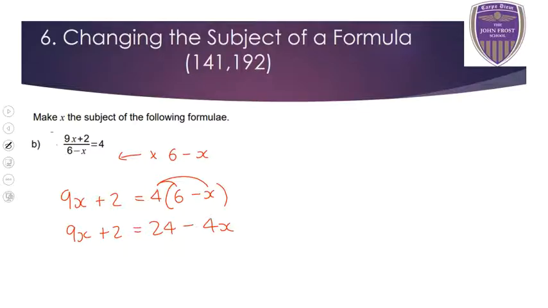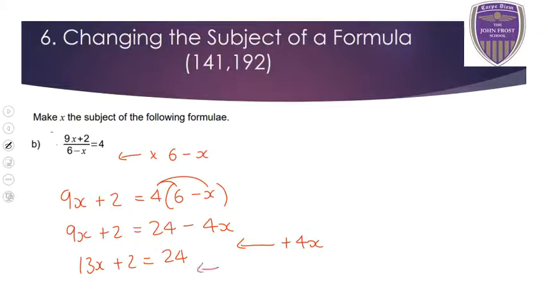Okay, so we've got x on both sides. We want them all to be on one side to make them a subject. So at the moment on this side, the x is a minus. It's minus 4x. So when we take it to the other side, it's going to be plus 4x. Okay, so 9x + 4x is 13x. So we get 13x + 2 equals 24.